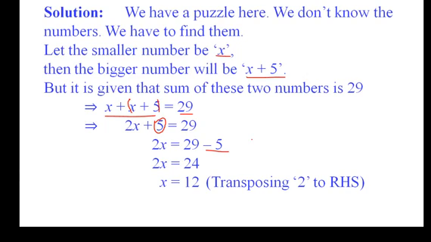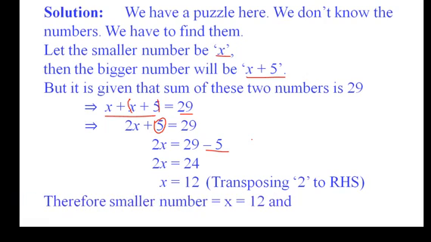We already discussed a question like this above. So I think you easily understand. Therefore smaller number x is equal to 12 and the larger number is x plus 5. So in the place of x we have to write 12. 12 plus 5 is equal to 17. So bigger number is x plus 5, smaller number x. x is equal to 12 we got, and bigger number x plus 5, x means 12, 12 plus 5 is equal to 17. So 12 plus 17 is equal to 29. Check.